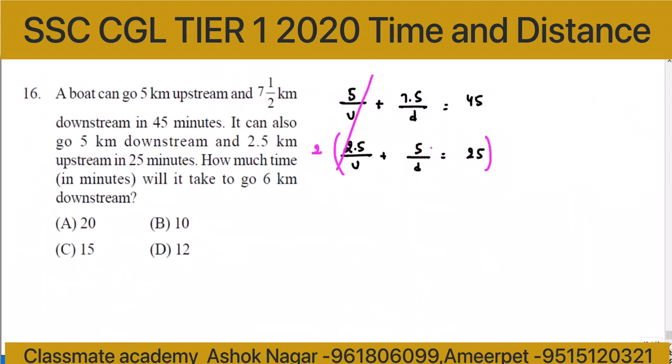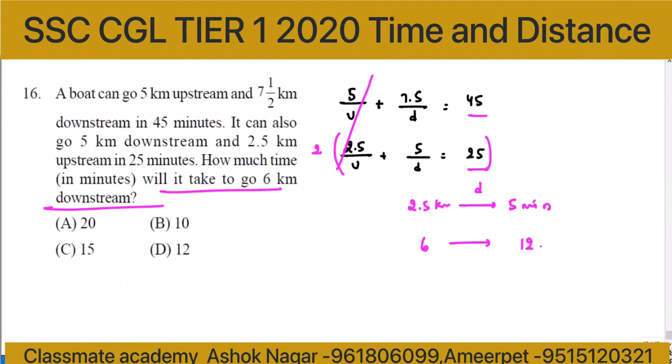5 cancel. This is 10, this is 7.5. What is the difference? 2.5 kilometers it can go in how many minutes? 50 minus 45, with the downstream speed, 5 minutes. How much time will it take to go 6 kilometers downstream? If 2.5 in 5 means double, 6 kilometers, double it, 12 minutes. So it can go 2.5 kilometers downstream in 5 minutes, which means it will go 6 kilometers downstream in 12 minutes.